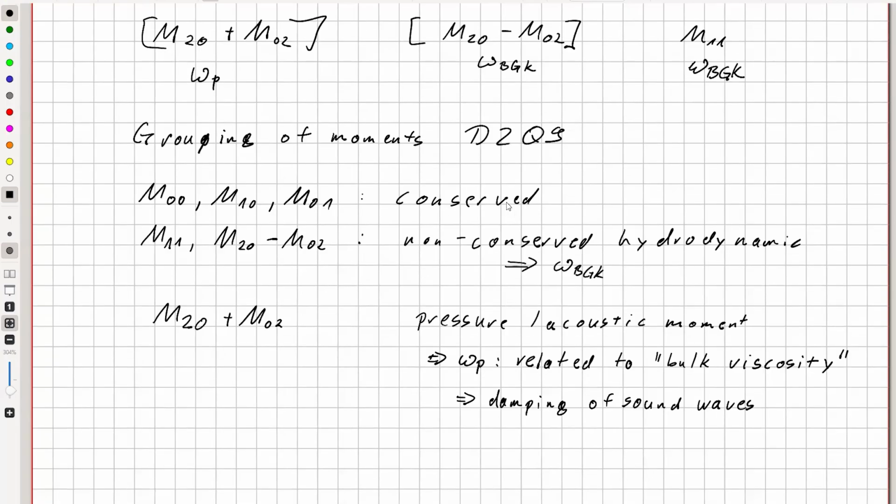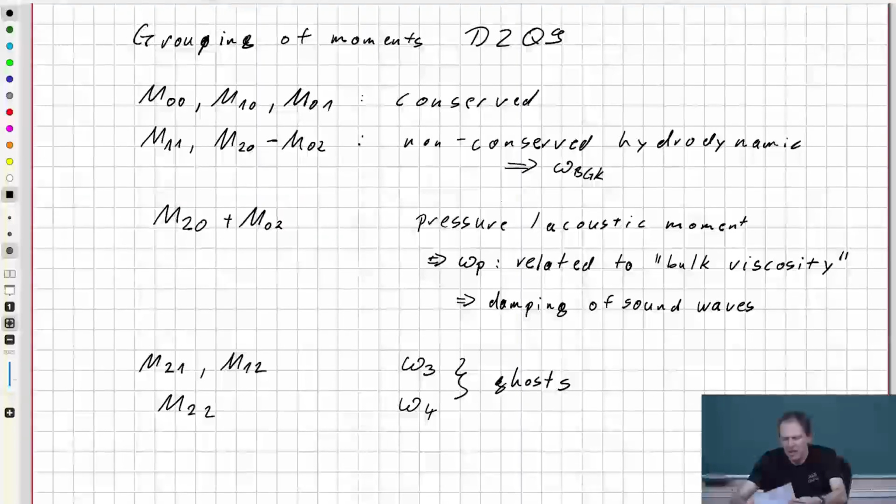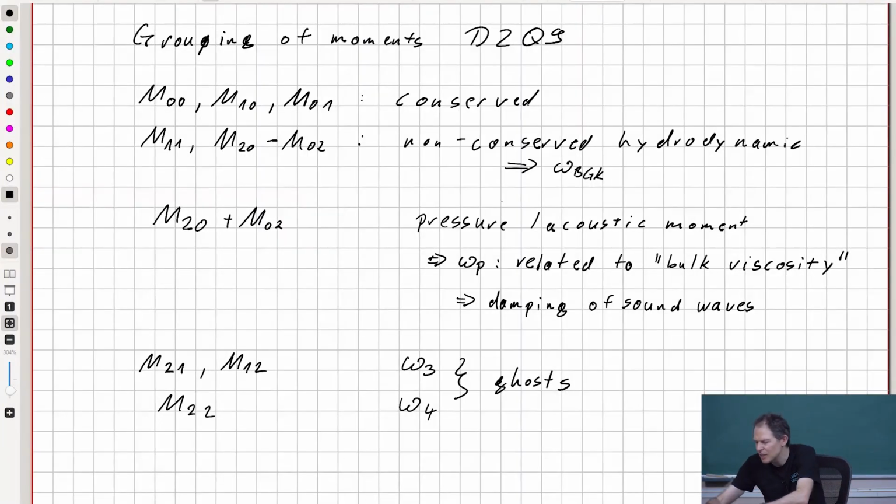So then these have not been all the moments. We still have M21 and M12. For these we set omega 3, and we have a fourth moment M22, where we put omega 4, and these are our ghost moments, where there is basically no direct constraint on the relaxation rates.